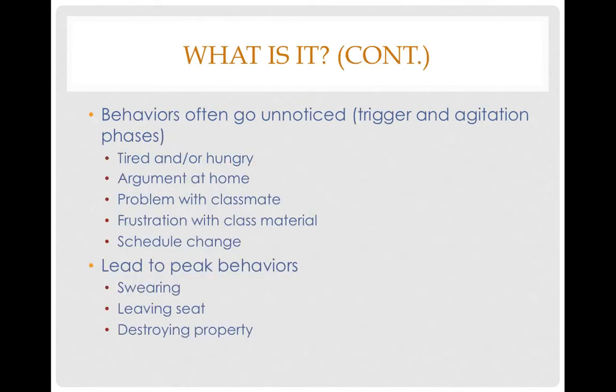The acting out cycle occurs because behaviors typically go unnoticed. These are behaviors that take place during the trigger and agitation phases. They include tiredness, hunger, arguments at home, problems with classmates, frustration with academic material, or schedule changes. When these behaviors go unnoticed, they lead to peak behaviors, such as swearing, leaving the seat and even the classroom, and destroying property.